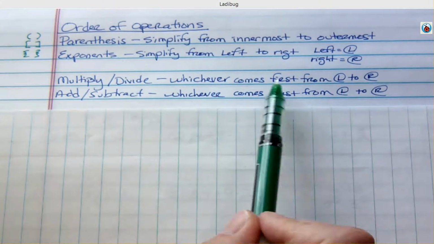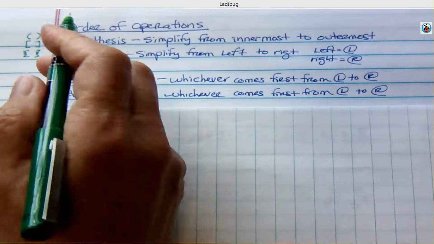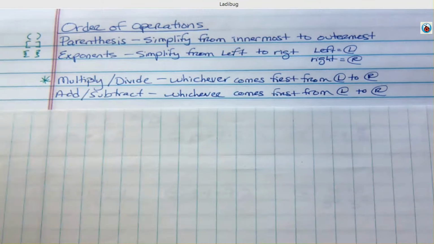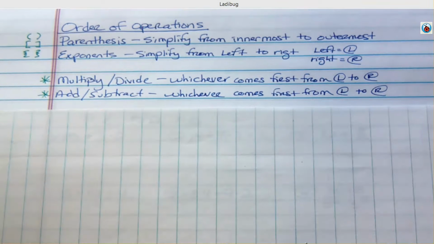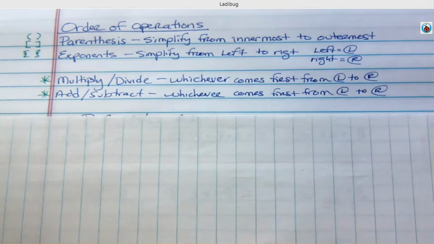Whichever comes first from left to right, that's really important because people always want to do that multiplication first, and that's not how it goes. It's whichever one, it could be division first, whichever one is first from left to right. And then add and subtract, same thing, whichever one comes first from left to right. We don't always add first, sometimes we subtract first.